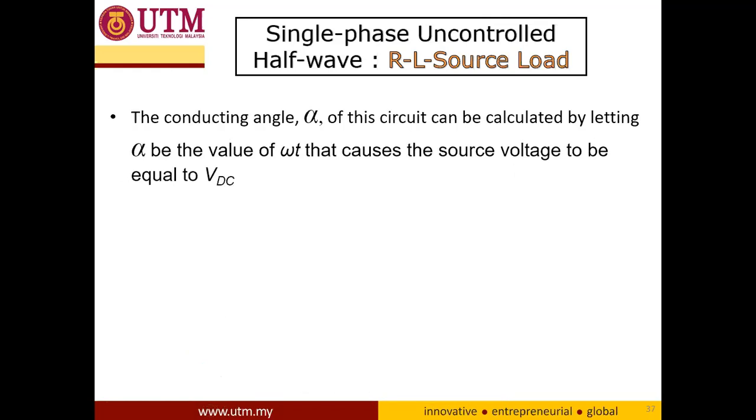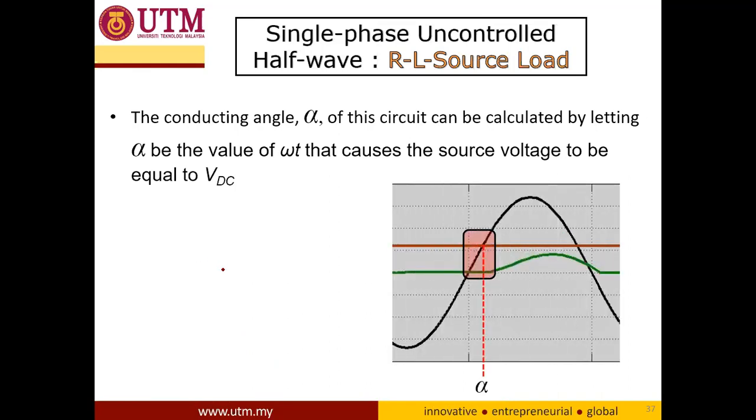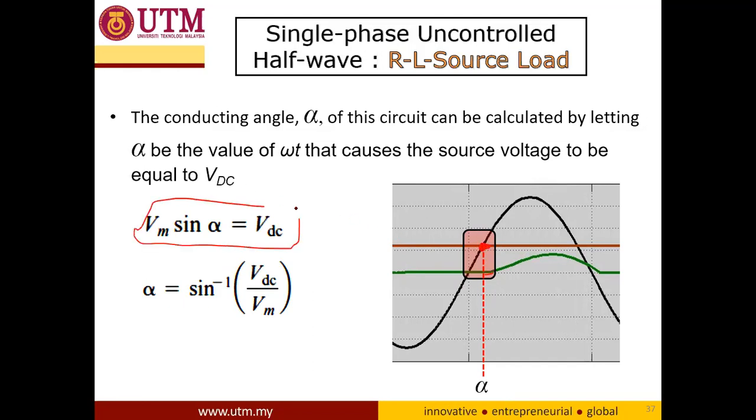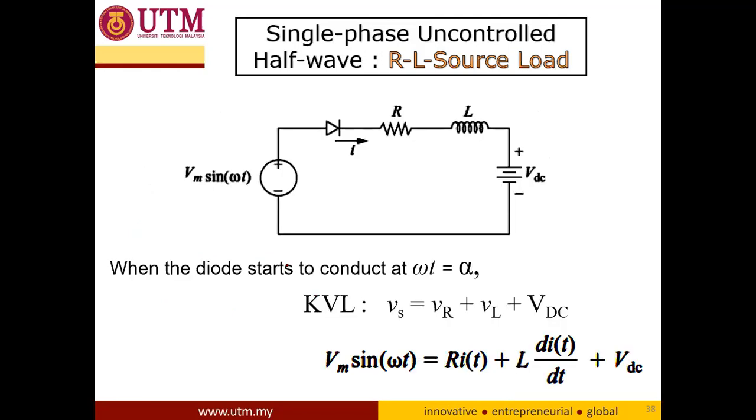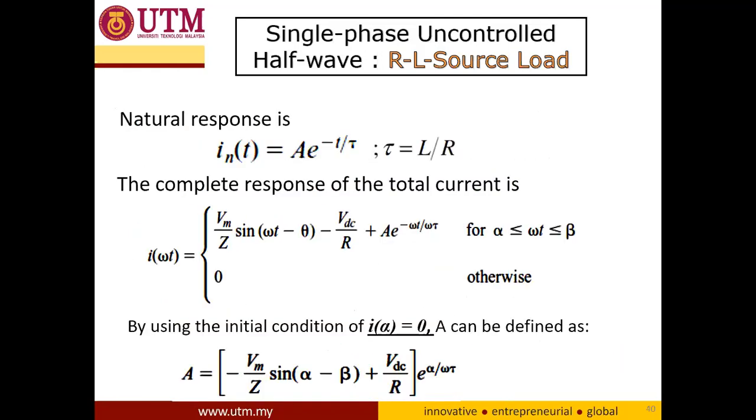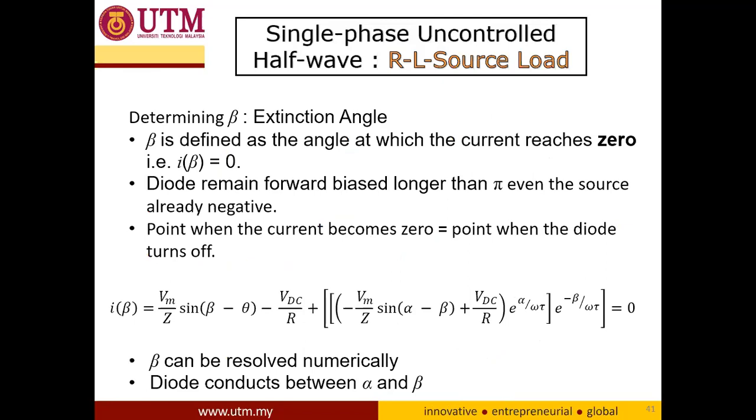And alpha is the angle where the current starts to conduct. This can be simply calculated by using this equation, where this is the point where the VAC and VDC intersect. Based on this, we can use this equation and we can get the value of alpha as this one. And then this is the current value derivation and so on.